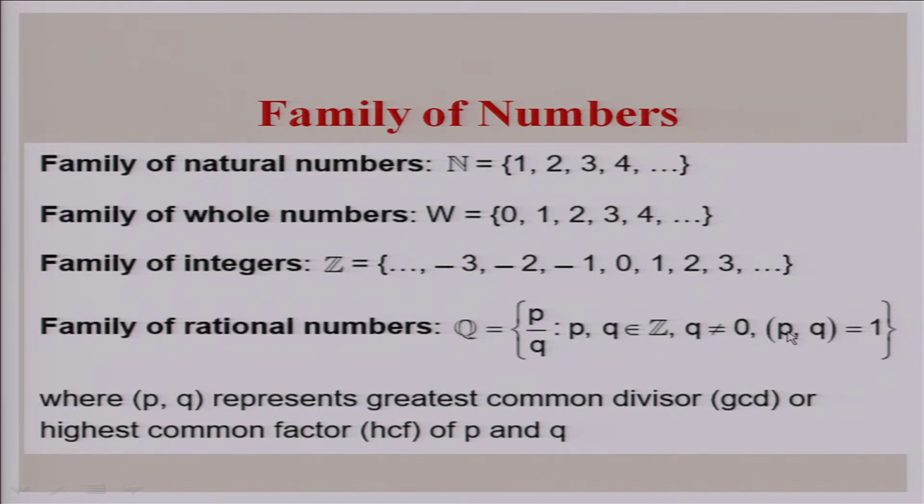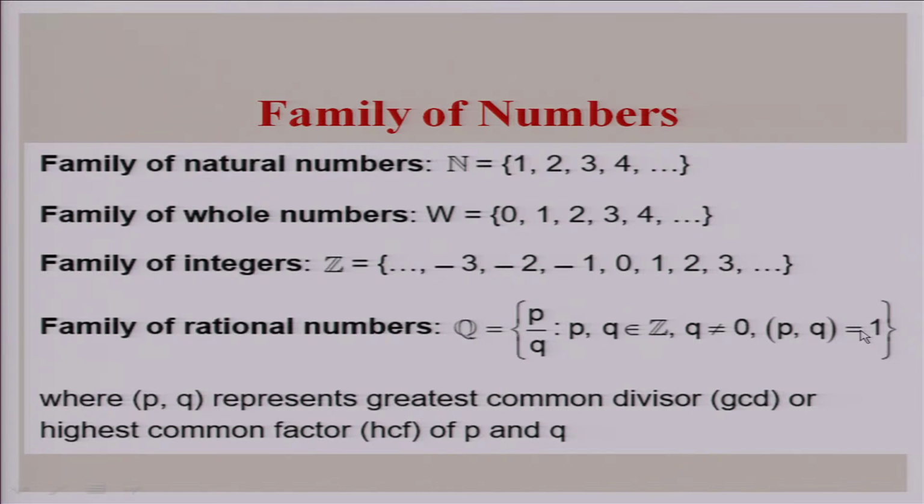And the bracket p comma q means the GCD of p and q, where this symbol represents the greatest common divisor, GCD, or highest common factor, HCF, of p and q, which should be equal to 1. For example, if you have 6 by 15, generally we don't write 6 by 15. What we do is cancel the common factor. 6 by 15 can be written as 2 by 5.